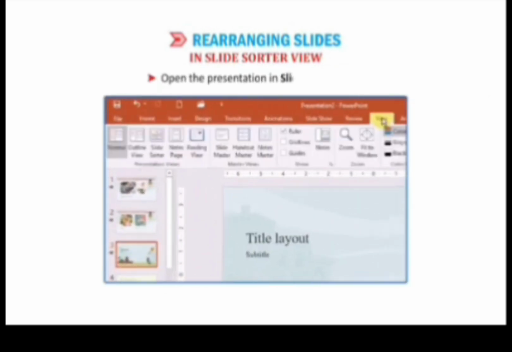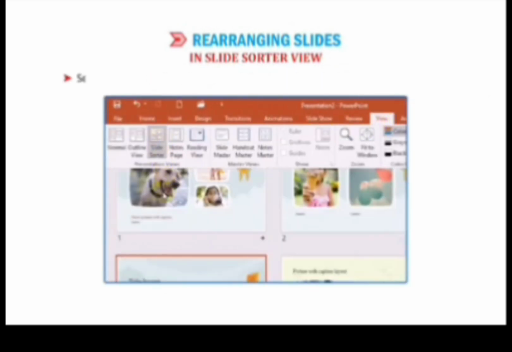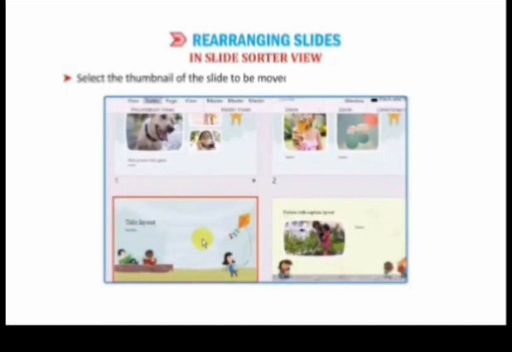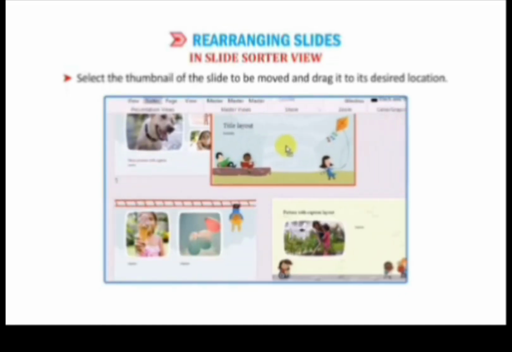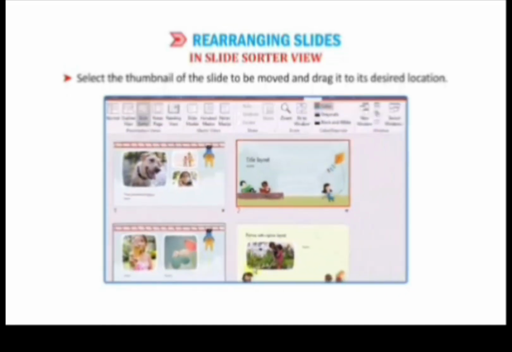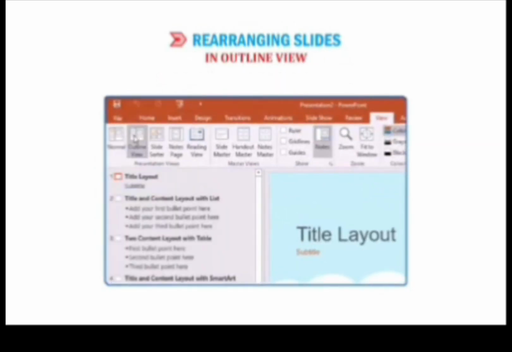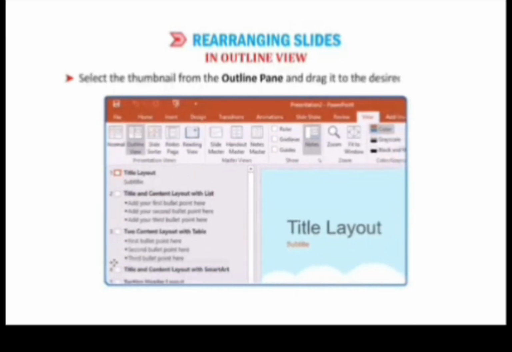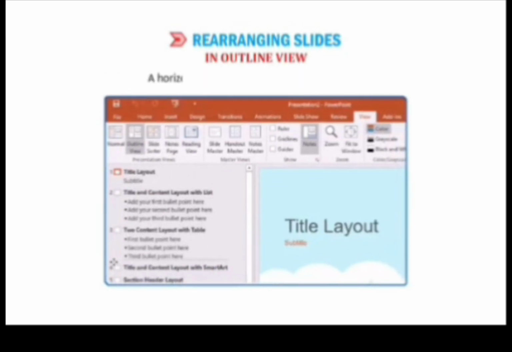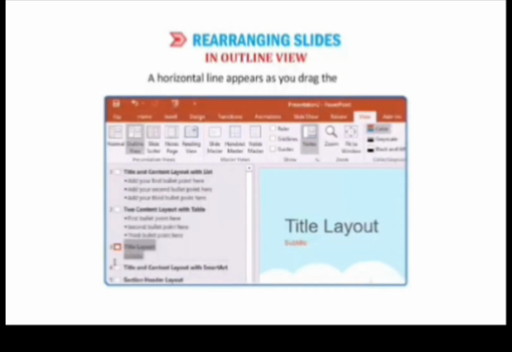Now let me tell you about slide sorter view. Open the presentation in slide sorter view. Select the thumbnail of the slide to be moved and drag it to its desired location. In outline view, open the presentation in outline view. Select the thumbnail from the outline pane and drag it to the desired location. A horizontal line appears as you drag the slide.